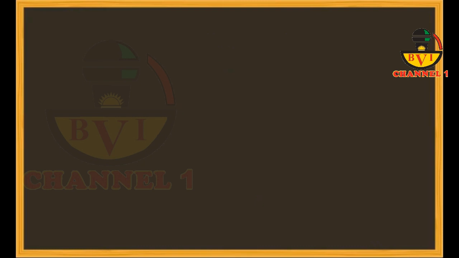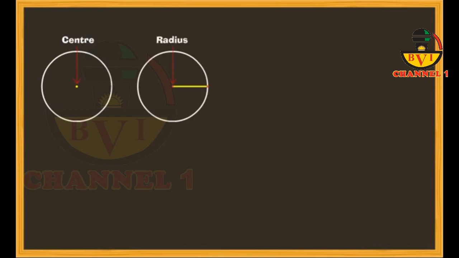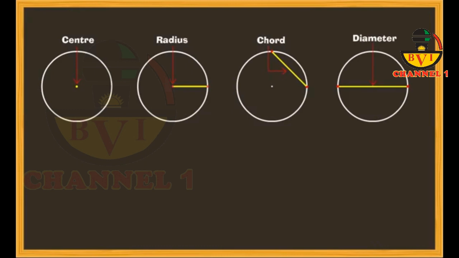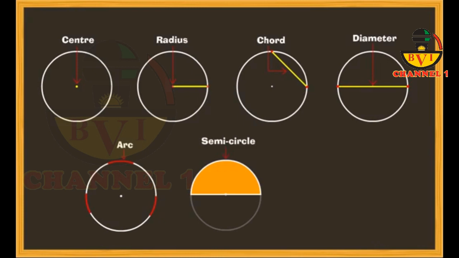Let us do a quick recap. Center, radius, chord, diameter, arc, semicircle, circumference. Now, in a circle, you have different parts. You have the radius, you have the circumference, you have the diameter, you have the semicircle, and there are other parts of the circle.